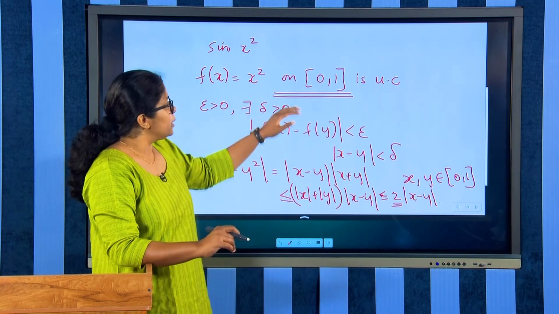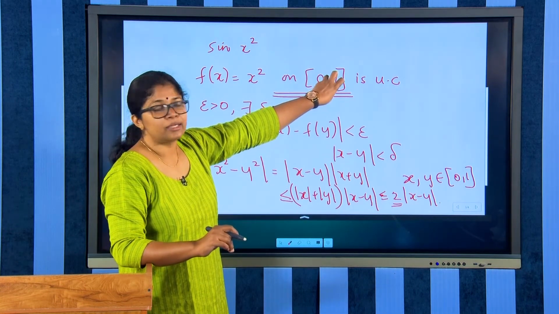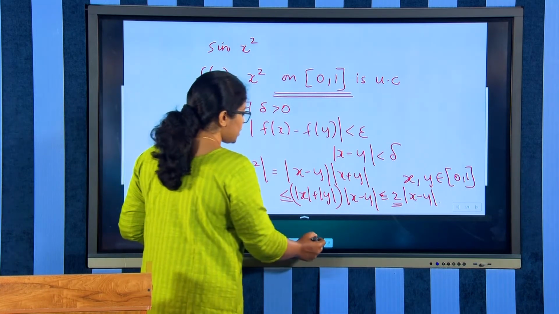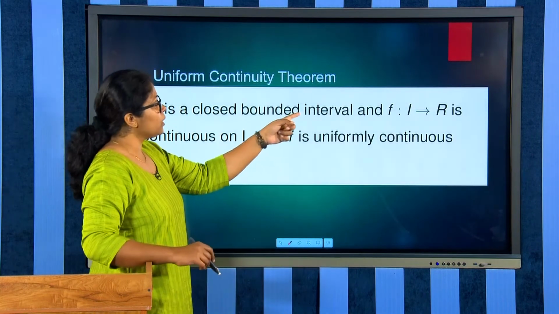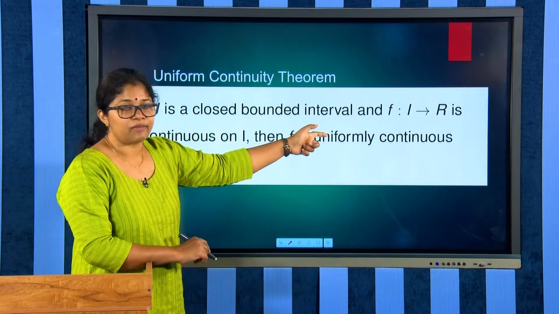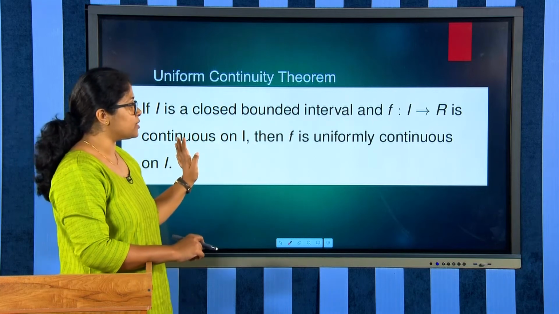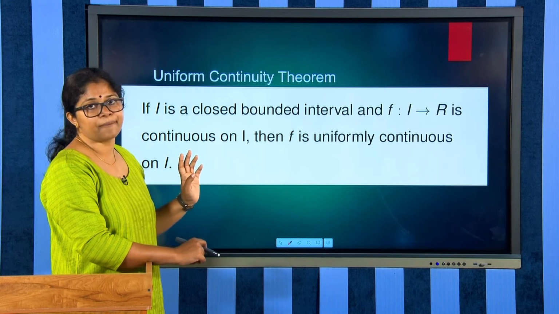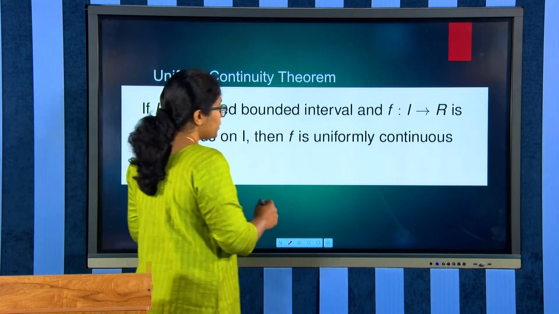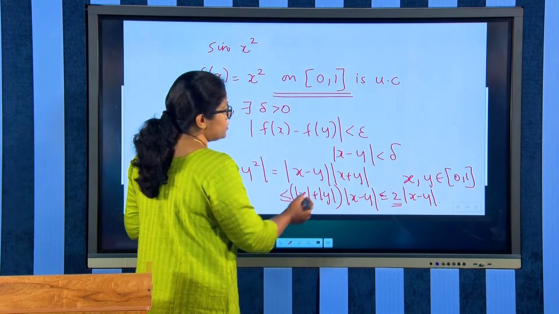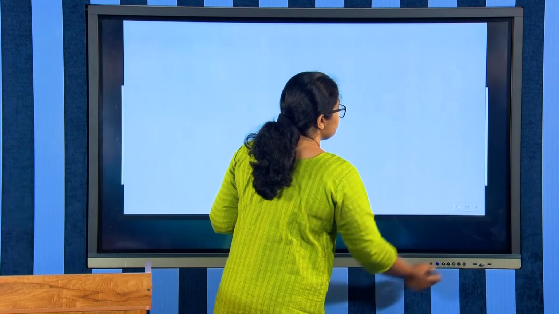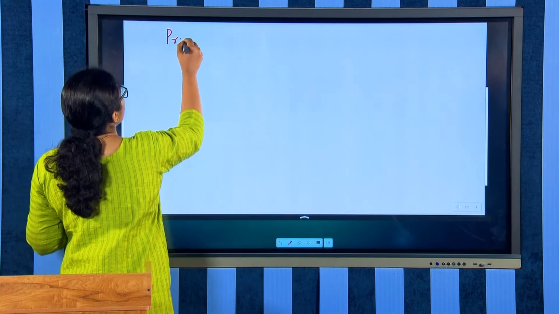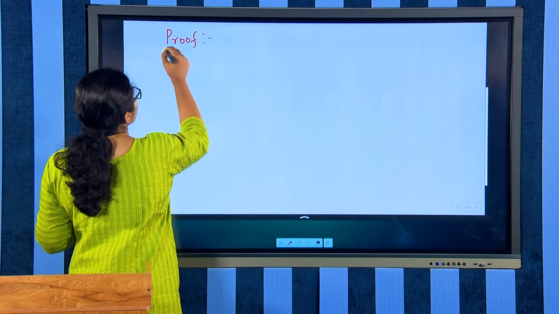So this has to play some role in showing that the function is uniformly continuous, and hence we restrict the domain to be a closed and bounded interval, and f should be continuous. Then only can we say that f is uniformly continuous. Okay, so the proof of the uniform continuity theorem goes like this.